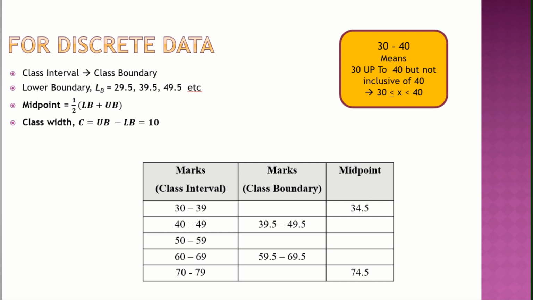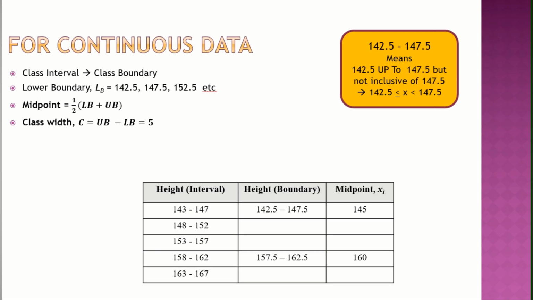All right. For continuous data, same story. You minus 0.5. Why do you do this correction? Because as you can see here, there is a gap. So that's why you minus 0.5, you add 0.5. Can you see between 147 and 148, there's a gap. 152 and 153, there's a gap. So that's why you do this correction.